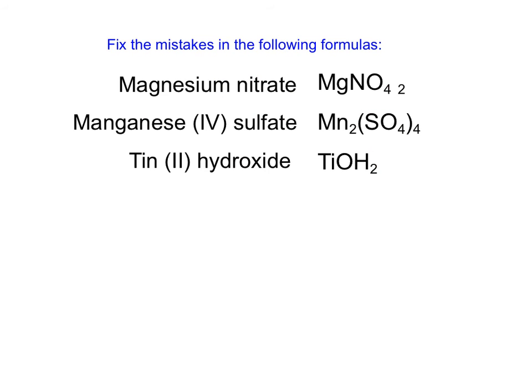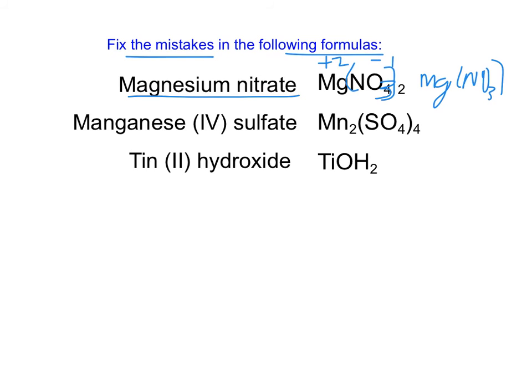Okay, let's see if we can find the mistakes in the following formulas. So they were asked to write magnesium nitrate. Already know nitrate's -1. And then charge-wise, you would need parentheses around that polyatomic. So it should have been Mg(NO3) with parentheses and 2 on the outside.